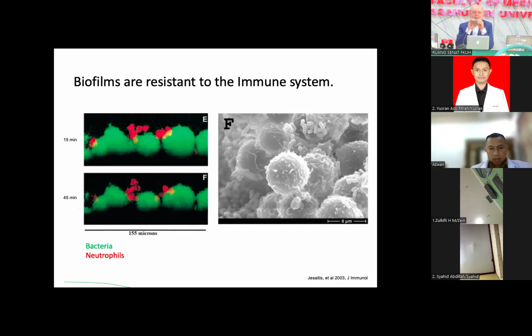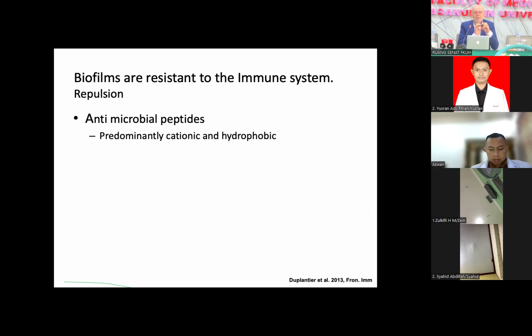You can see the bacteria in green and the neutrophils in red. And after half an hour, nothing happened to the bacteria, while phagocytosis works very, very quickly. I'm not sure if every one of you saw this. Within a couple of minutes, you will see phagocytosis if the bacteria are opsonized. So bacteria in a biofilm, in a cluster, can escape the opsonophagocytosis.